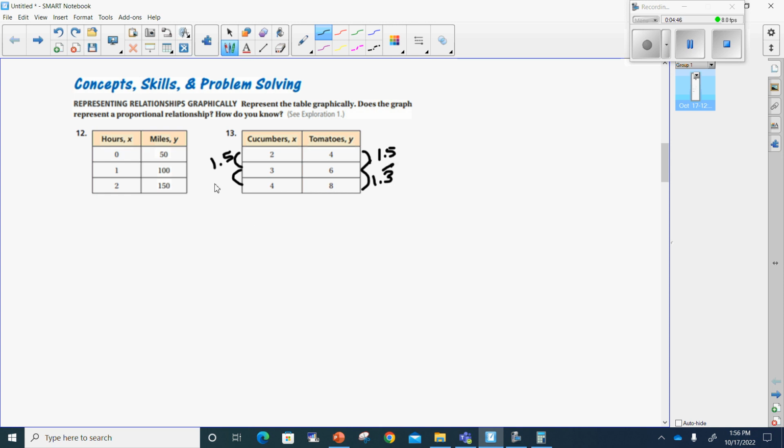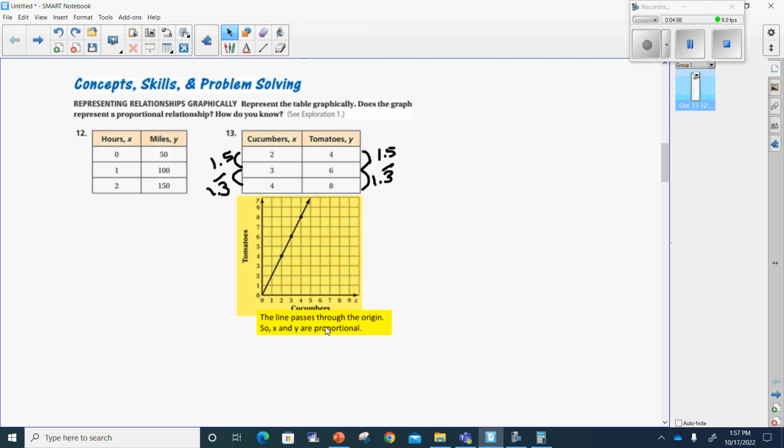Okay, 1.3 repeating. All right. And as you can see, the line passes through the origin, so x and y are proportional. It doesn't matter that what we're multiplying by is different. Actually, what really matters is taking the y and dividing it by x. All we've shown here is whatever I did to one side, do the other. And that does make it proportional.